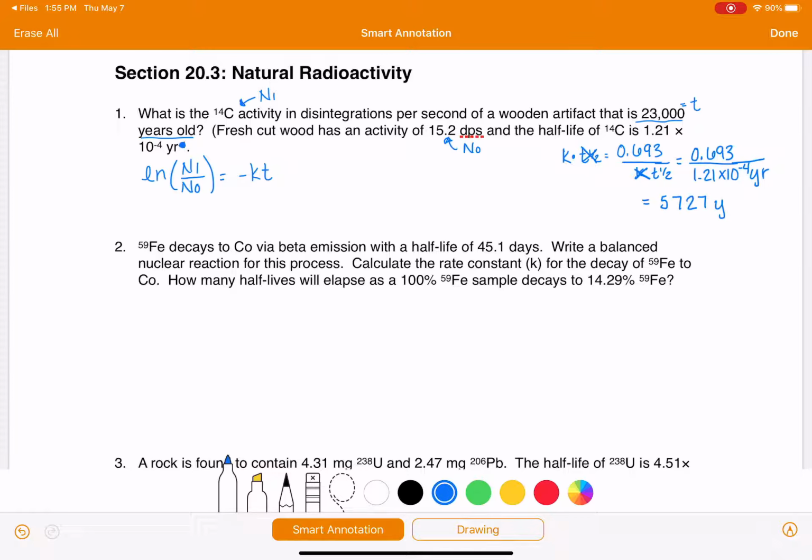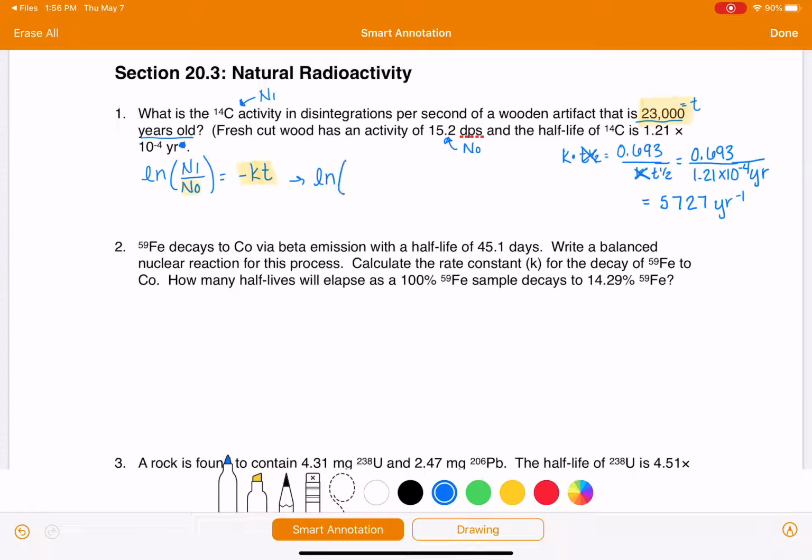5727 years to the negative 1, inverse years. It's a little bit different than the number that was given to us in the previous problem. Just using less sig figs, I'm sure, is the only difference there. So we're pretty ready to solve. We know our initial N, we know our value of our rate constant, and the time for this problem, 23,000 years. So we're ready to just plug stuff in.